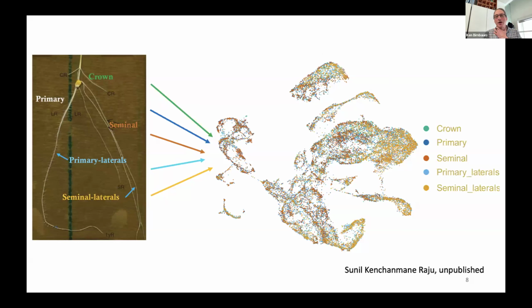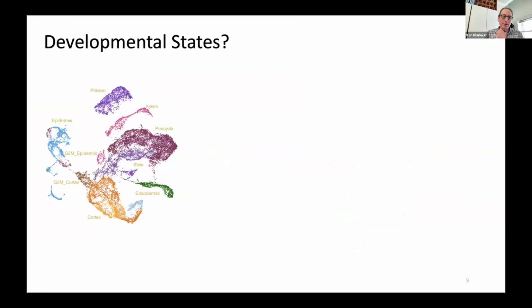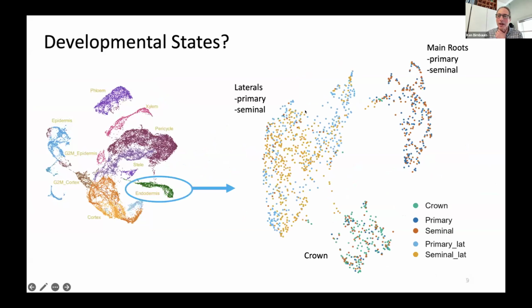And maybe that's not so surprising. That is same cell type for the sake of integration and clustering. Maybe not so surprising. But then what Sunil did, and what can be done, right, is to take an individual cluster and now you can subcluster that. And you can see that the cell types start to separate, right? The crown root cell types are here for the endodermis.